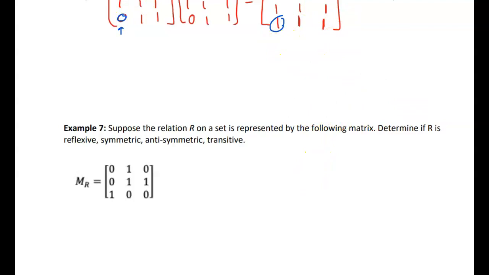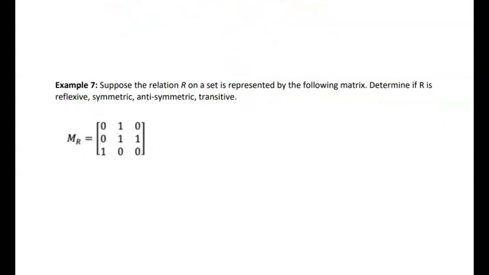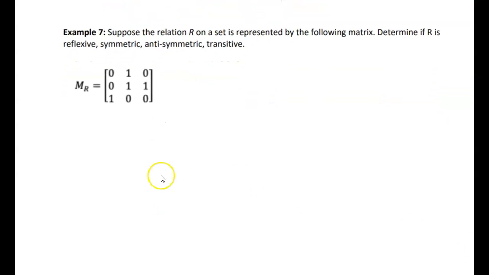All right, so we're looking at, let me move this down a bit. Another matrix. We want to go through all the properties. This is a matrix of a relation. We want to determine if it's reflexive, symmetric, anti-symmetric, and transitive.